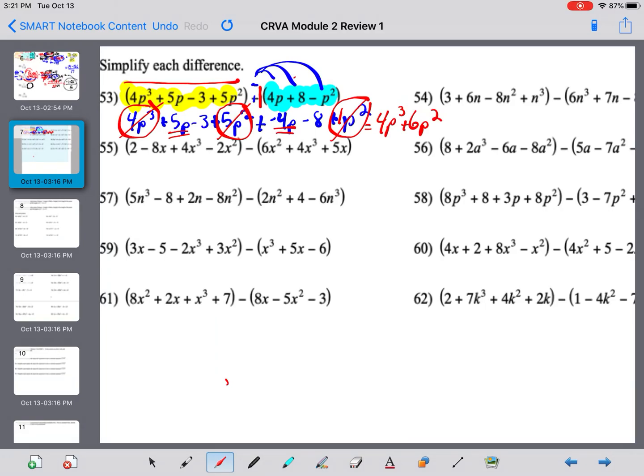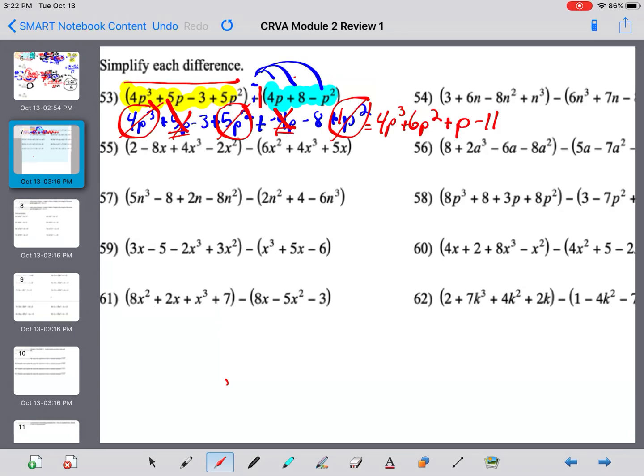There we have some p's, 5p and negative 4p. That makes 1p, or just a positive p. Let's cross those out. And last but not least, we've got negative 3 plus negative 8, which is negative 11. There we are. So the key there is to multiply by negative 1 when you see a minus sign in front of a whole grouping or polynomial, and then combine like terms, or add the polynomials together.